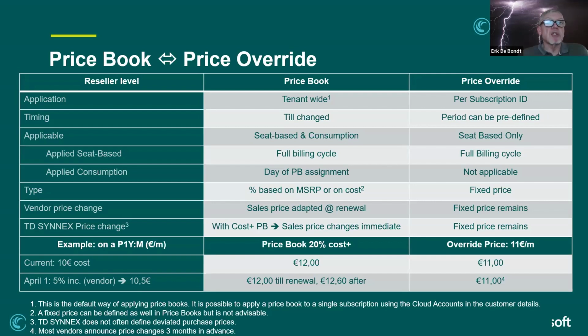At the bottom, you see an example. You have a price book of 20% cost plus an override of €11 per month. The current cost is €10. Your price book, your cost plus 20%, is €12. Your override price is €11. Now Microsoft, on the 1st of April, has a 5% price increase. So your cost goes to €10.50. Your sales price out will automatically be adjusted to €12.6 because the price book is using the 20% cost plus calculation. Your override price will remain €11.